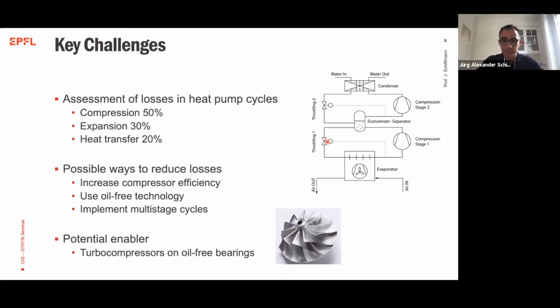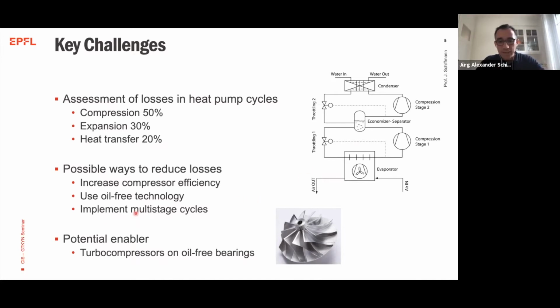Then the implementation of multi-stage cycles is complicated if you have oil migrating within the loop, because you have to make sure that the oil that gets out of the compressor also gets back to the compressor to avoid it from running dry. So if you have multiple stages with this open flash tank here, this economizer here, it is very challenging to make sure that both compressors still see sufficient oil. So you need to add an additional oil management system.